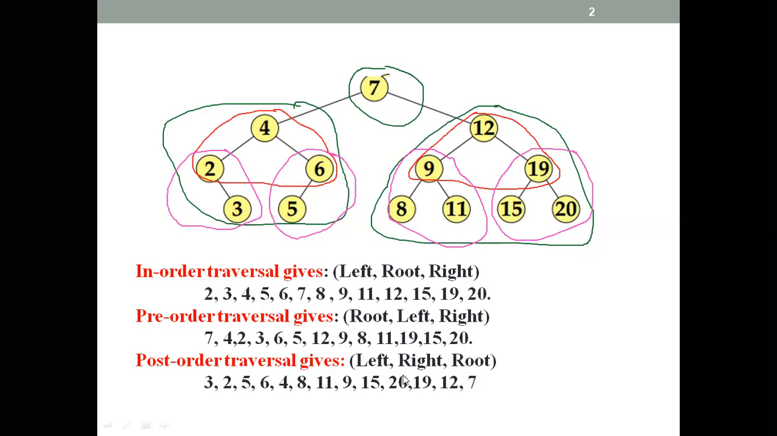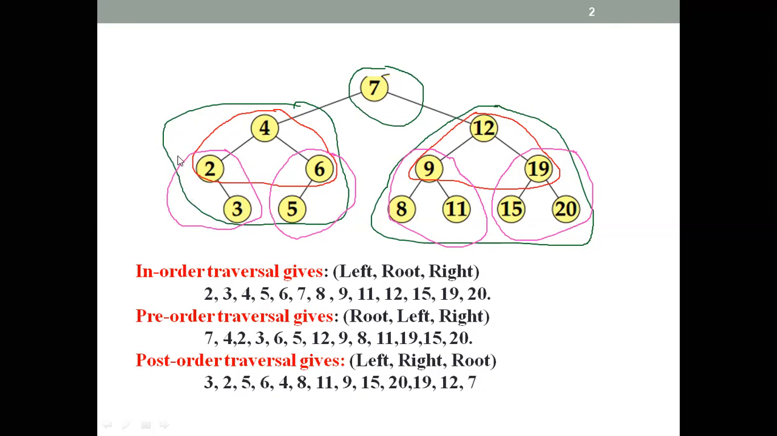So how about the post-order? Left, right, root. Left means we solve all the left side, and then after that go back to the right side, and the last one will be the main root, 7. 7 is the last one. So when we solve the left here, look at the leftmost. Leftmost is this group.